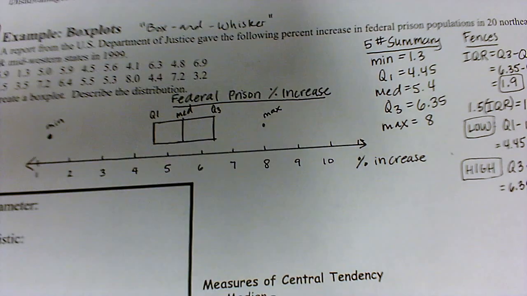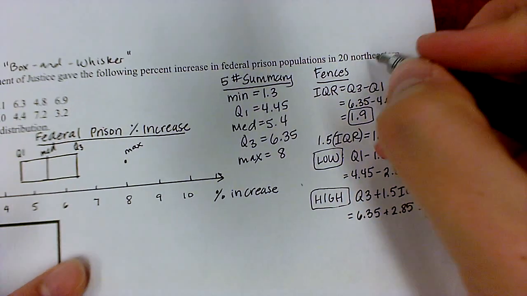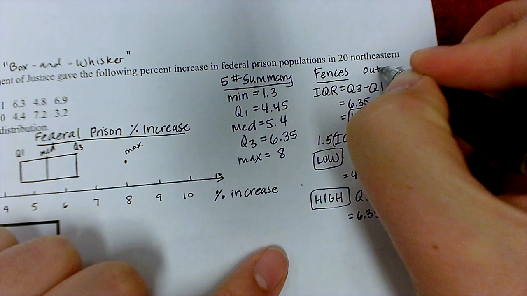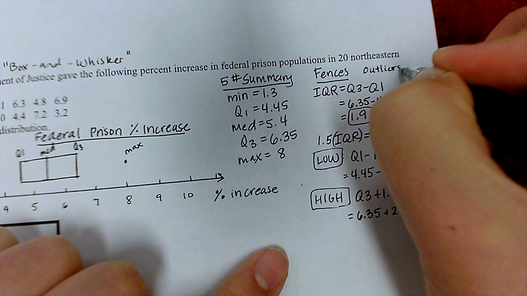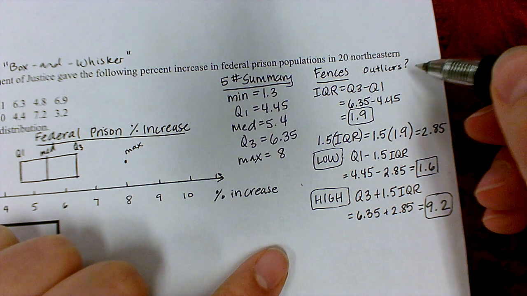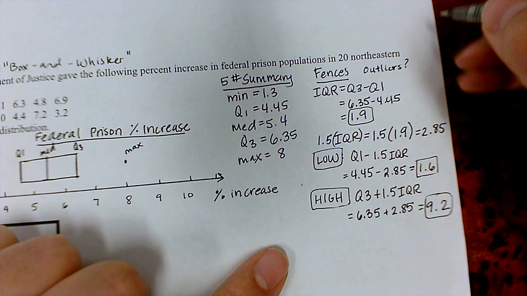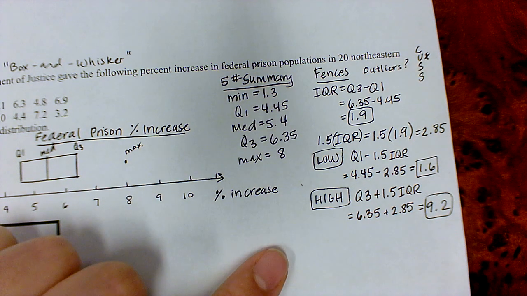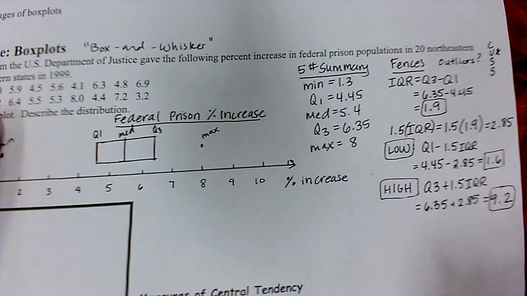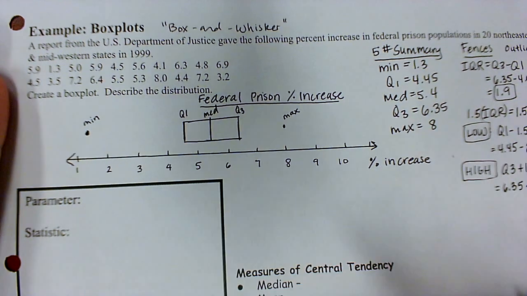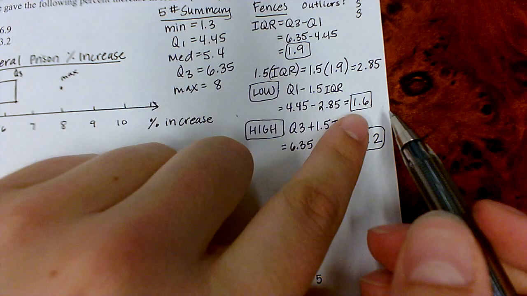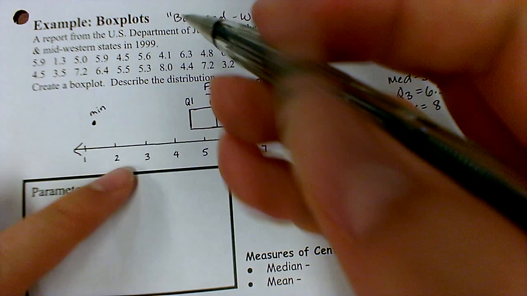Okay, now why do we need the fences? The fences are going to tell me what is an outlier. It's going to answer the question of what in my data is an outlier. And the reason this is important is because we're going to now be able to actually tell if something is more than just a potential point, okay? So now I'm going to go ahead and graph my fences. My low fence was at 1.6.